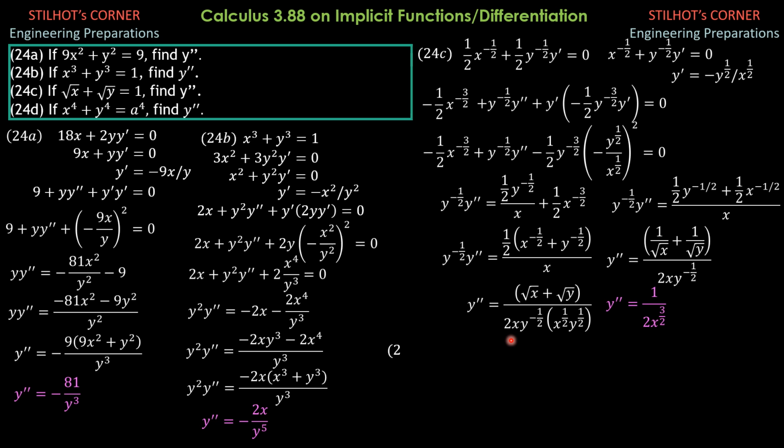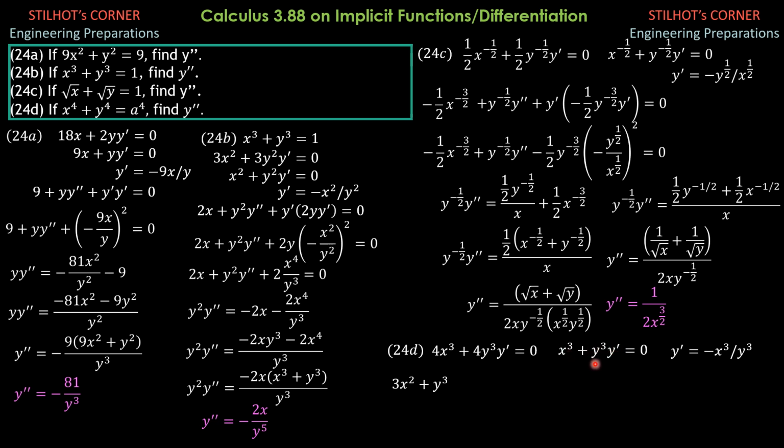Then, problem 24D, you have 4x cubed plus 4y cubed times y prime equals 0. Divide everything by 4. So x cubed plus y cubed y prime equals 0. So that means y prime is negative x cubed over y cubed. We differentiate this equation further.